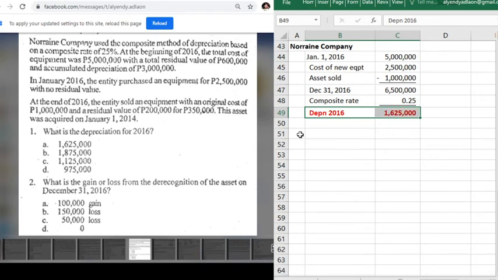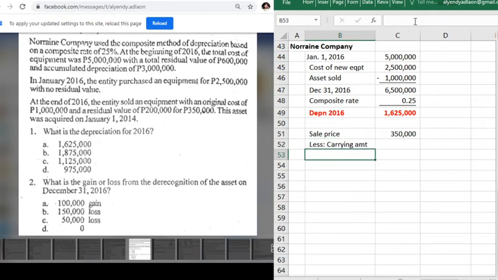Now next, number 2. What is the gain or loss from the derecognition of the asset on December 31, 2016? Of course, to compute the gain or loss, that would be the selling price minus the carrying amount. Accordingly, the entity sold an equipment with an original cost of 1 million and residual value of 350,000. So, therefore, the selling price of the disposition is 350,000. We have 350,000 minus the carrying amount. So, how much is the carrying amount of this asset?